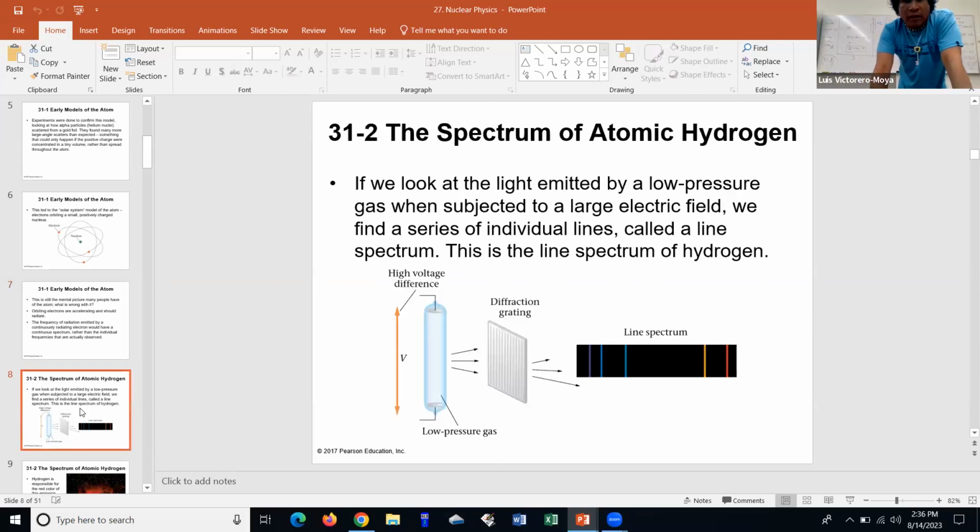For example, let's take a look at this. Imagine you have a gas: nitrogen, helium, mercury. What we do in experiments is we pass a very high potential difference, high voltage. Now, this gas will emit radiation. We can use a diffraction grating like I showed you last week, and we obtain what we know as the line spectrum.